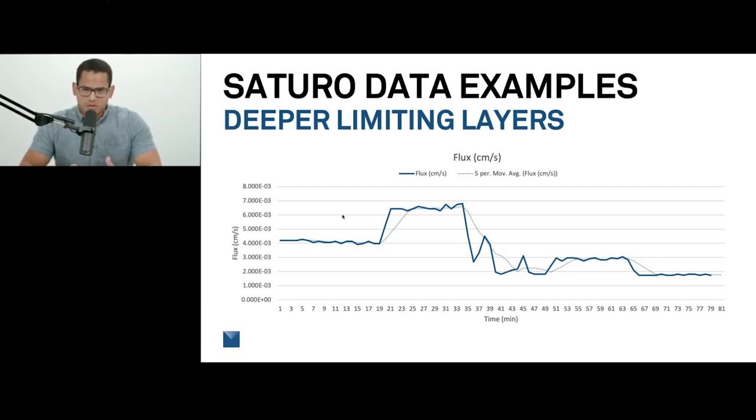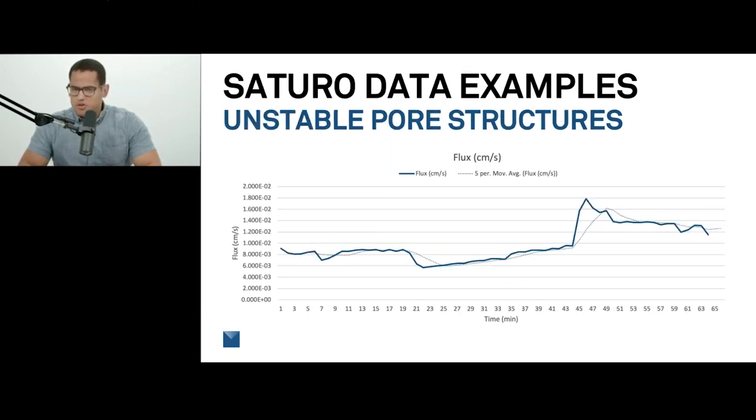So this is a good example of deeper limiting layers. Now, let's move on to a different example where we see the exact opposite occurrence. So here we have an infiltration curve where, again, the soil is likely relatively wet because we reach steady state fairly fast. And then we're cycling through our pressure heads. Then all of a sudden, at about 22 minutes, we start seeing an increase in the infiltration curve over time. And then as we increase our pressure head, that increases even faster and then starts to steady back out.